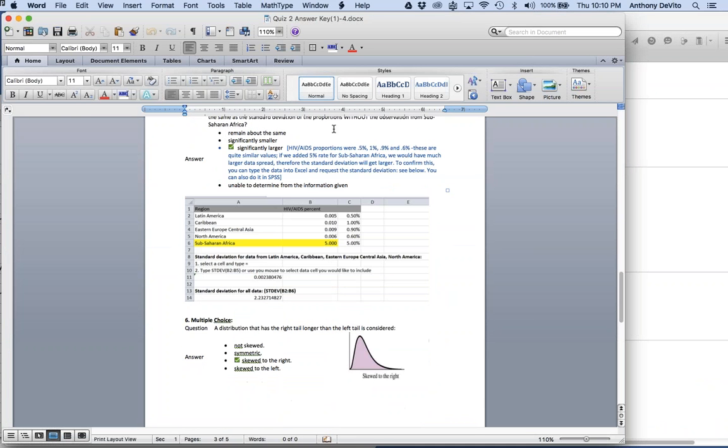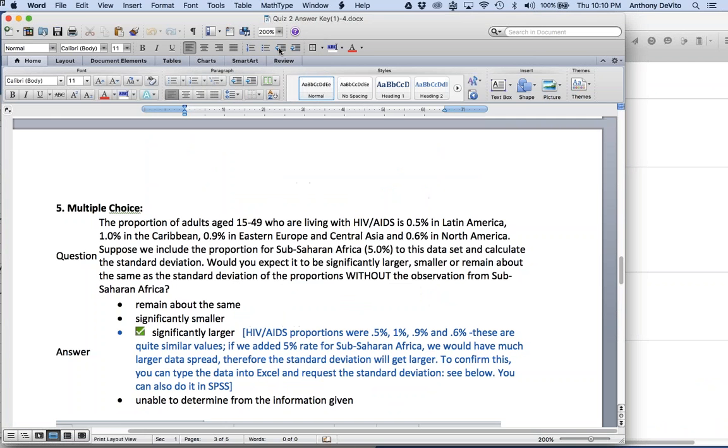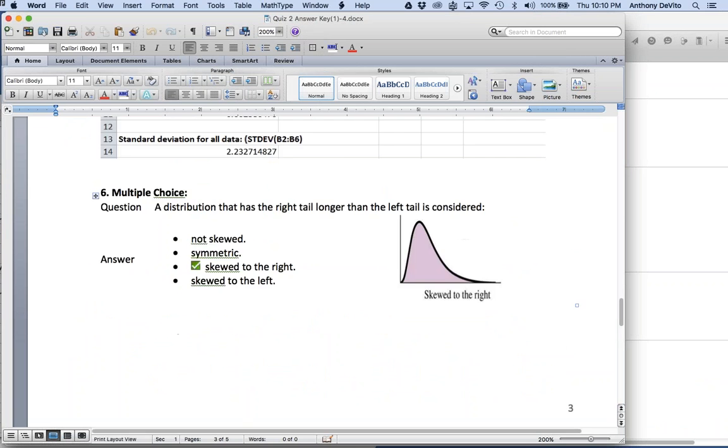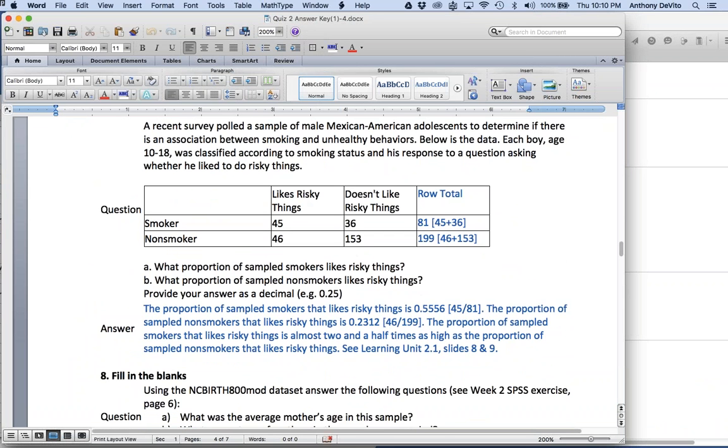Okay, let's get these SPSS. Let me zoom in on this. Okay, skewed to the right. Okay, they're skewed to the right. Okay, let's see, fill in the blanks.